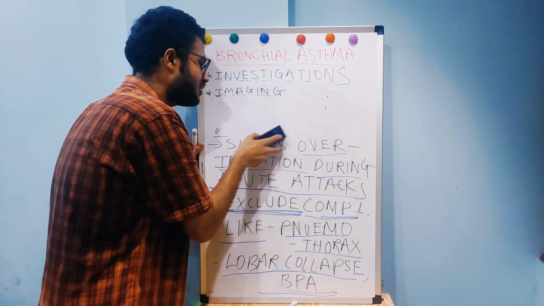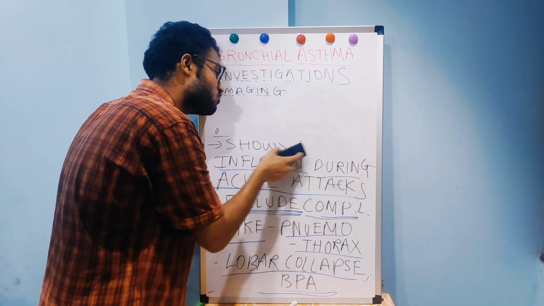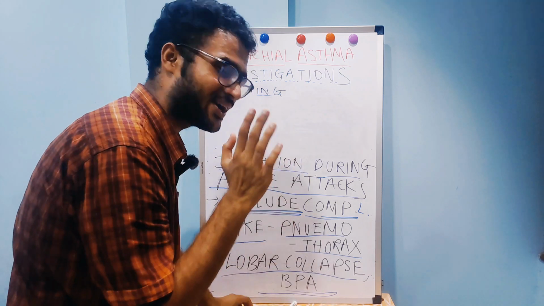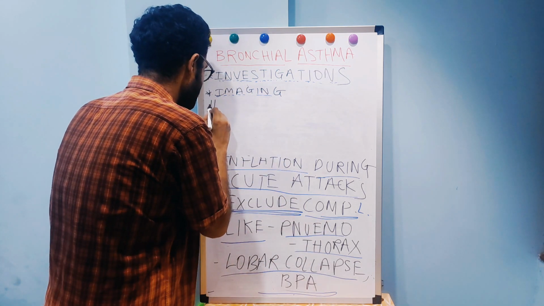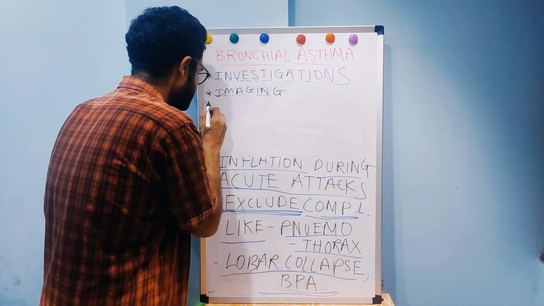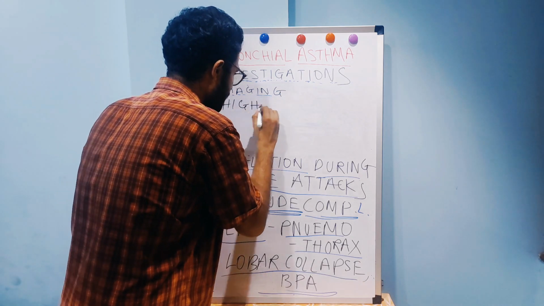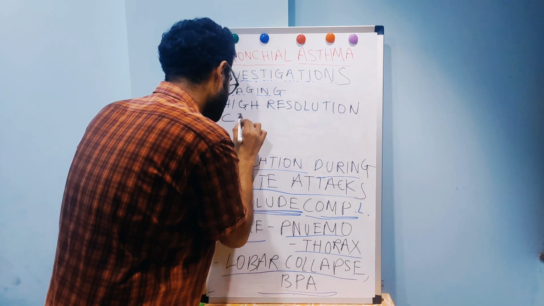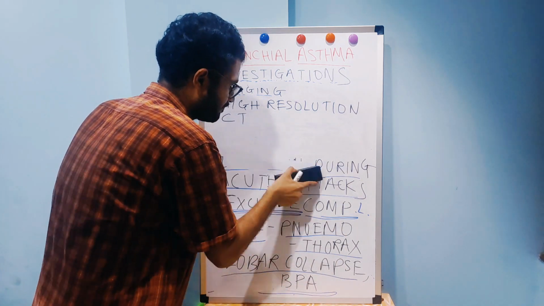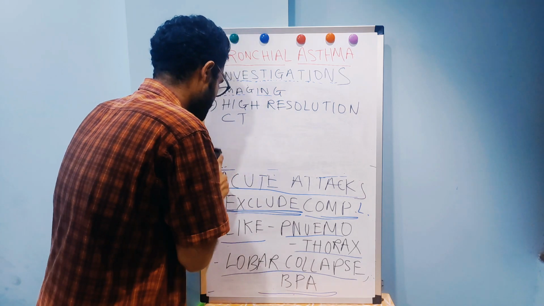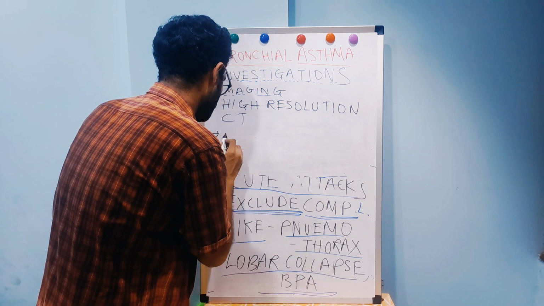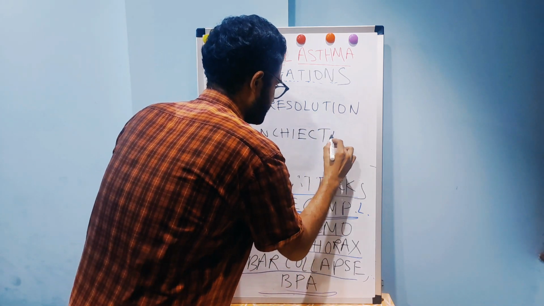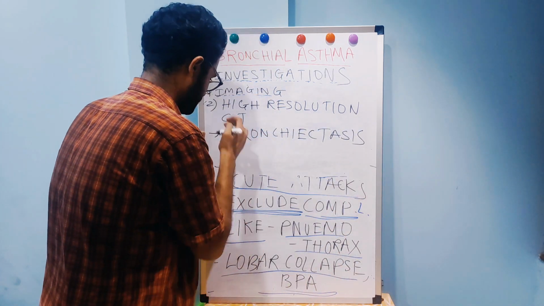It is used to find out if there is any abnormal dilation or dilatation of the airways, that is bronchiectasis. High resolution CT is the second part. It is used to find if there is any abnormal dilatation or bronchiectasis, that is a complication.